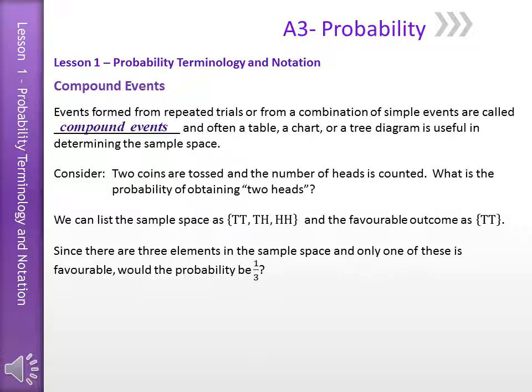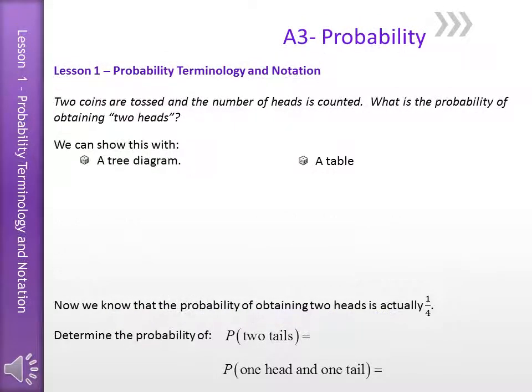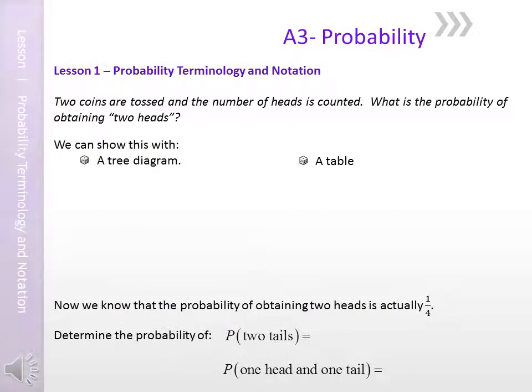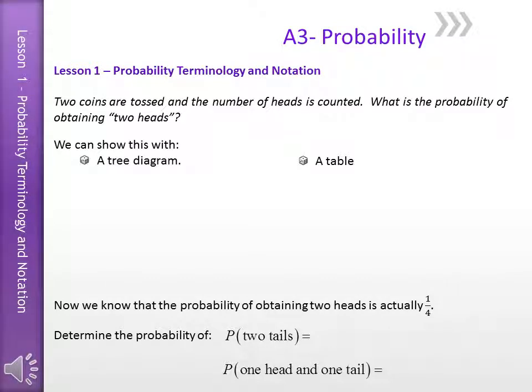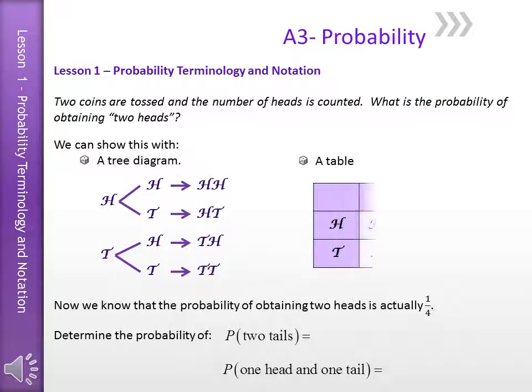We can list the sample space as 2 tails, 1 head and 1 tail, 2 heads, and the favorable outcome as 2 heads. Since there are 3 elements in the sample space and only one of these is favorable, would the probability be 1/3? Well, the outcomes are not equally likely, so no. We can show this with a tree diagram, as seen below, or as a table, also shown.